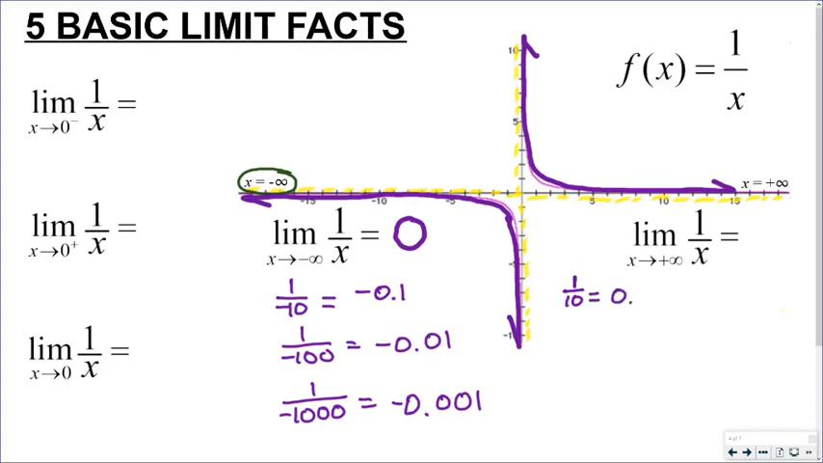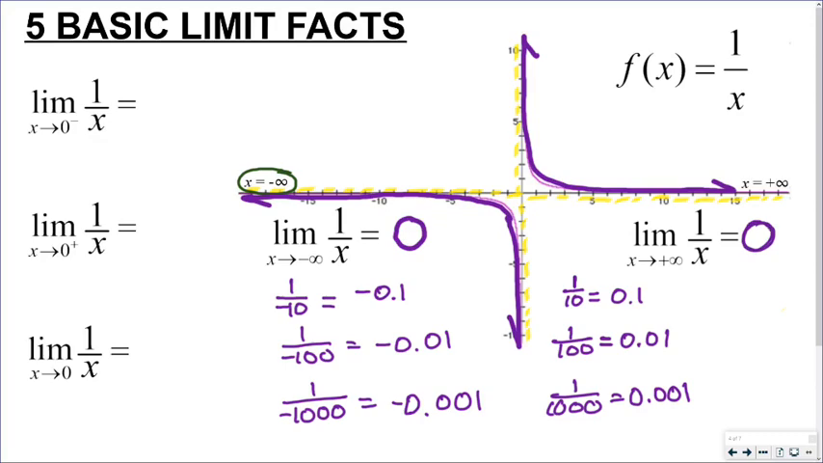Similarly, over here on the right side, as x is approaching positive infinity, if I divide by big positive x values, I'm going to get the corresponding positive values. If I divide by 100, I get 0.01. If I divide by 1,000, I get 0.001. And so you can see, again, the y values are approaching 0.